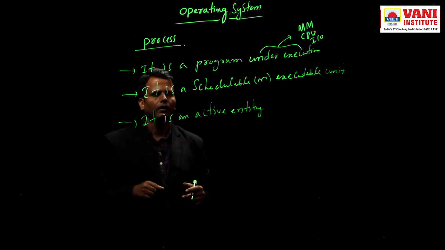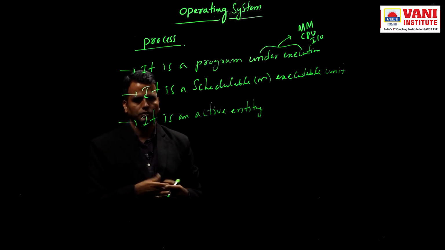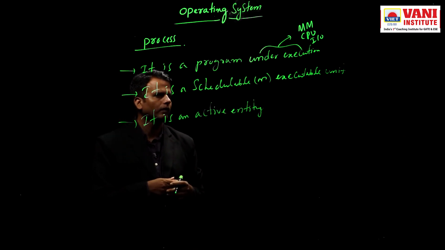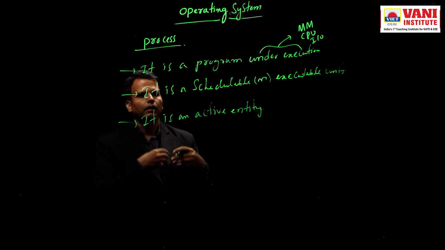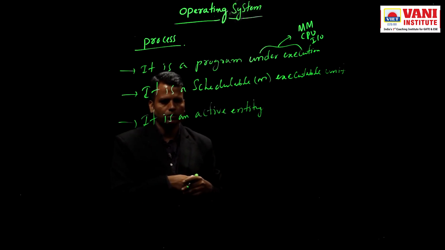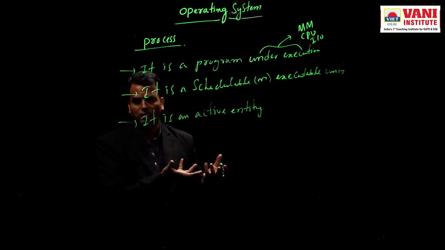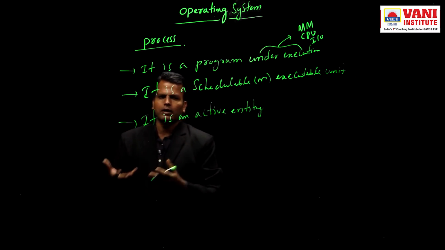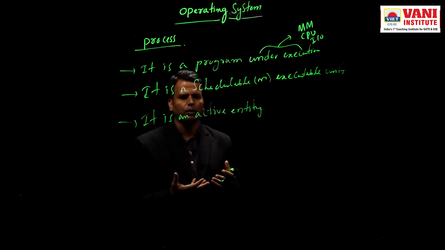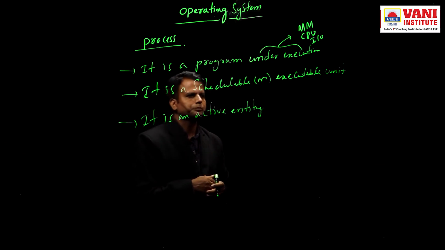Now next one, it is a schedulable or executable unit. Boss, what are you scheduling? A process. The CPU scheduler is scheduling a process. Or what are you executing? A process. That's why it is a schedulable or executable unit. Because at the time of execution, what are you executing? A program which has already become a process. It is an active entity. As I have already discussed, at different points of time it is performing different actions. That's why it is called an active entity.